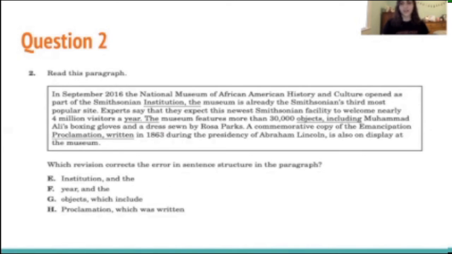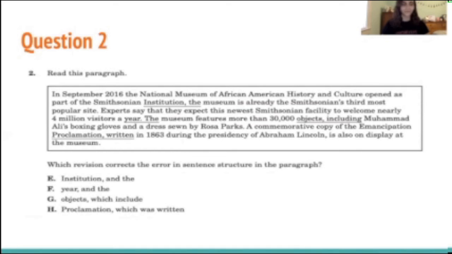Now, question 2 says, in September 2016, the National Museum of African American History and Culture opened up as part of the Smithsonian Institution. The museum is already the Smithsonian's 3rd most popular site. Experts say that they expect this newest Smithsonian facility to welcome nearly 4 million visitors a year. The museum features more than 30,000 objects, including Muhammad Ali's boxing gloves and a dress sewn by Rosa Parks. A commemorative copy of the Emancipation Proclamation, written in 1863 during the presidency of Abraham Lincoln, is also on display at the museum.